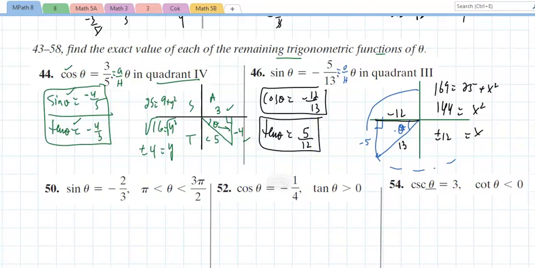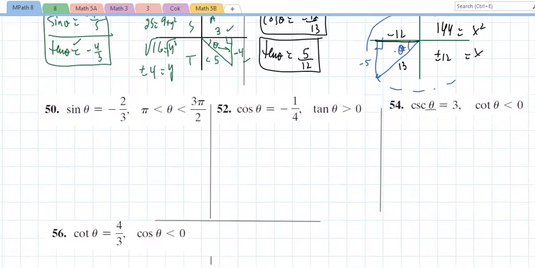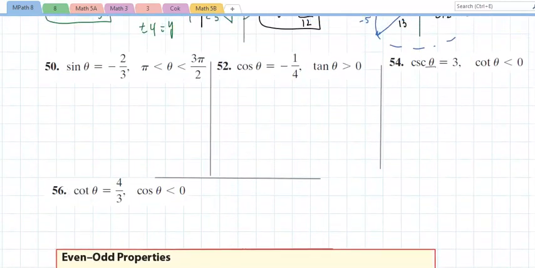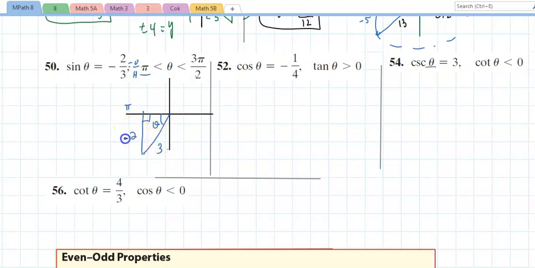And if you run to number 50, the same deal. Here they're telling me the angle is between pi and 3 pi over 2. So you're in quadrant 3. There's the angle. This is the opposite over the hypotenuse. The opposite over the hypotenuse, we know that's a negative.